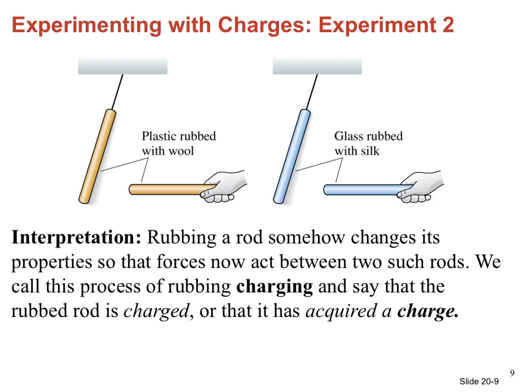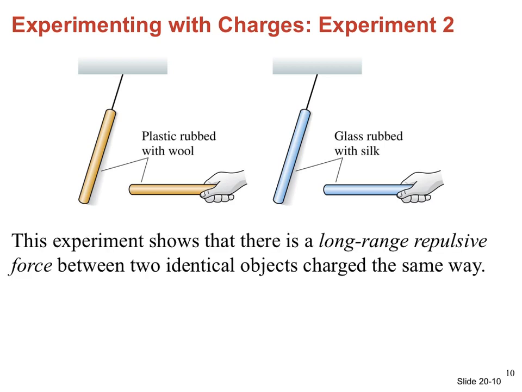We call this process of rubbing charging. We're charging the rod, and then we say that the rubbed rod is now charged, or that it has acquired a charge. So we charged it by rubbing it with either the wool or the silk.